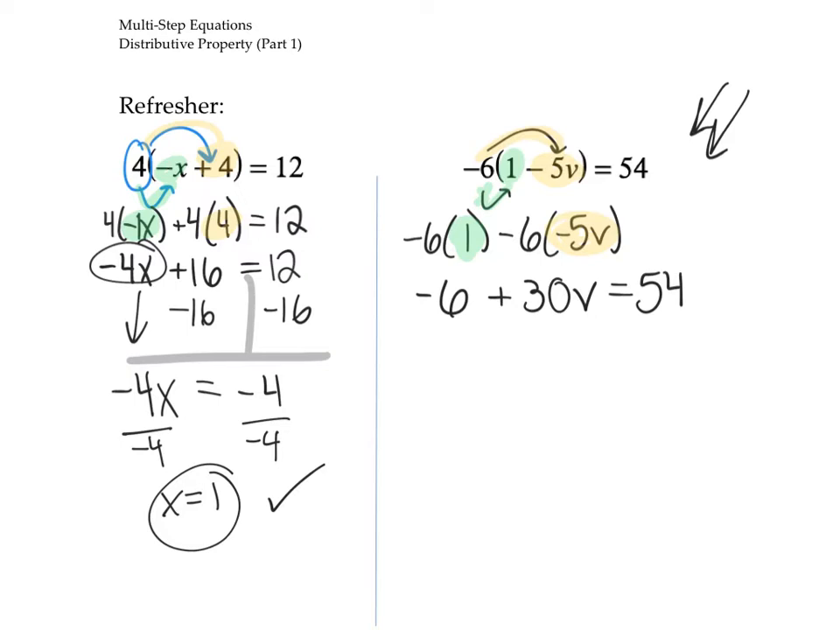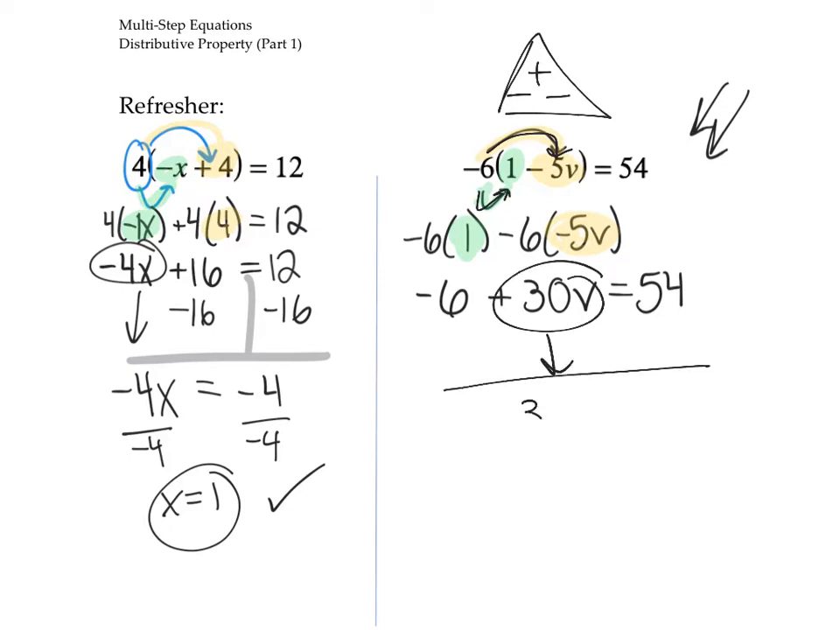Now, before I solved that two-step, I wanted to make sure we were okay with distributing. That negative 6 times 1 is going to give me that negative 6, and negative 6 times negative 5v will give me a positive 30v. Don't forget, in case you aren't using your little sign triangle, a negative times a negative is going to give me a positive. So then I can go ahead and solve that two-step equation.